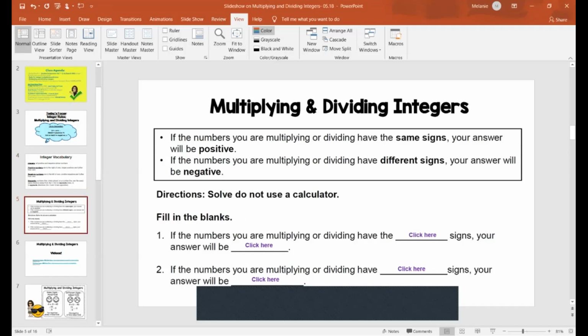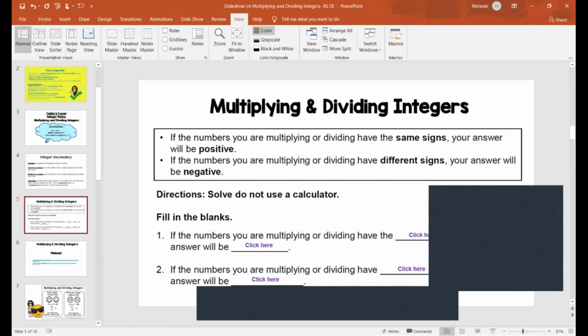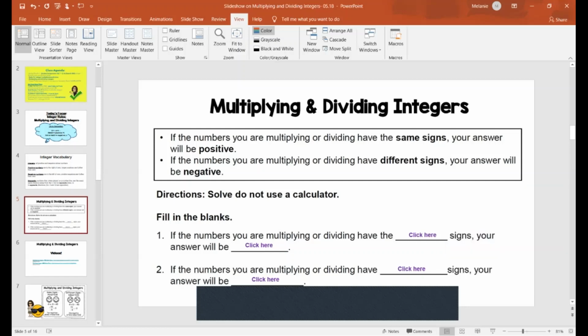It says, if the numbers you are multiplying or dividing have the same signs, that means matching signs, your answer will be positive. Think of it as a match is positive. That's the way that I kind of think about it. A match is positive. If it's not a match, it's negative. So if the numbers you're multiplying or dividing have different signs, your answer will be negative. Let's go ahead and fill in the blanks here.